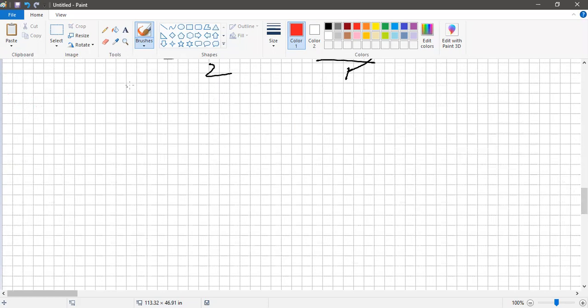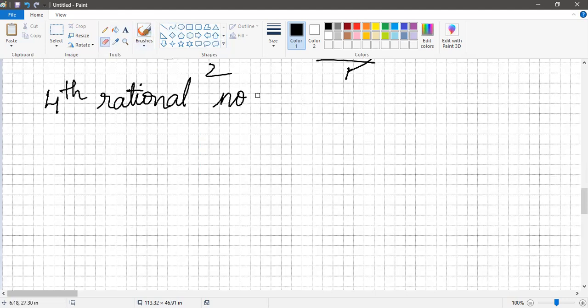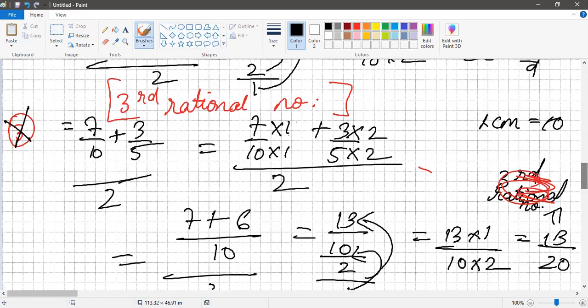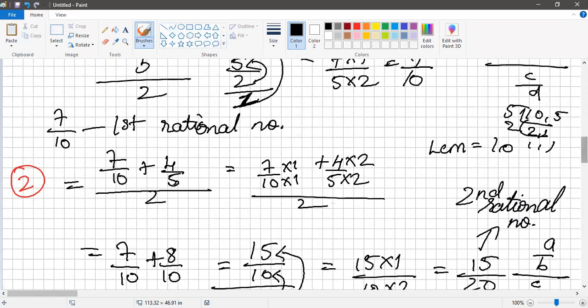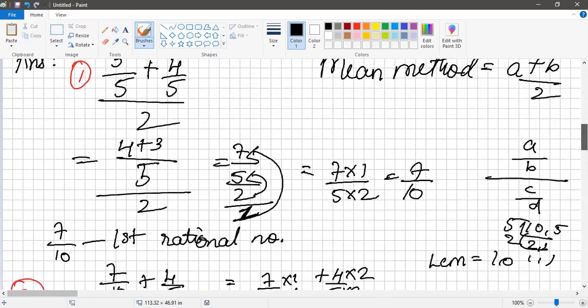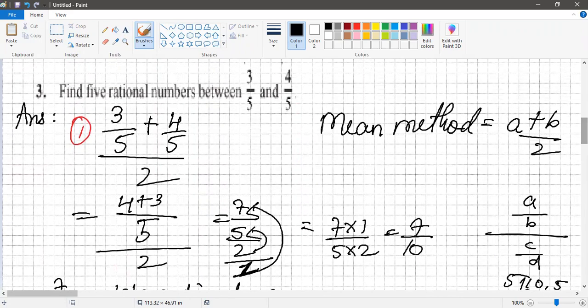Okay, so you can write fourth rational number. I'm trying my best to write neatly. If it's a little shabby, please don't mind. So fourth rational number. You need to write this number as N-U-M-B-E-R, not N-O dot. In the exam, please don't do that. Please don't write N-O dot.